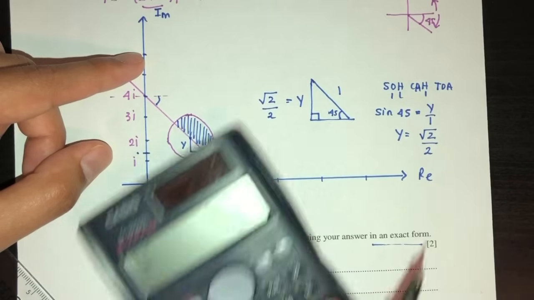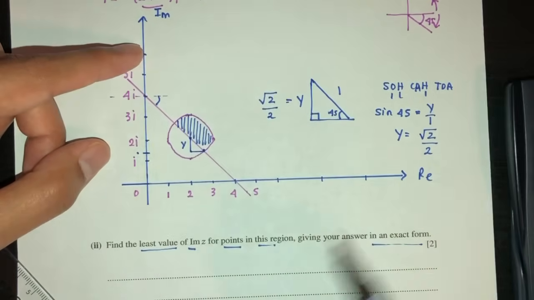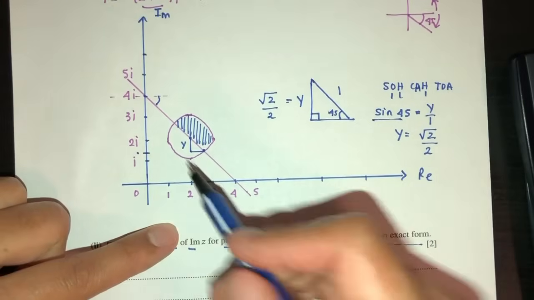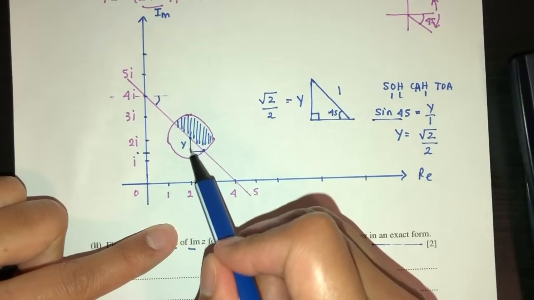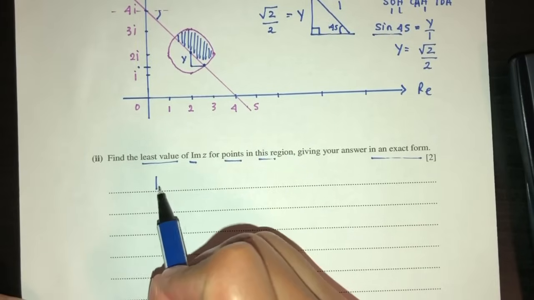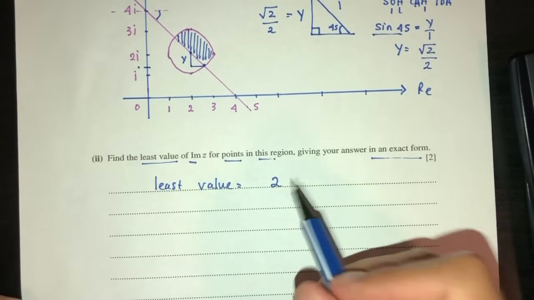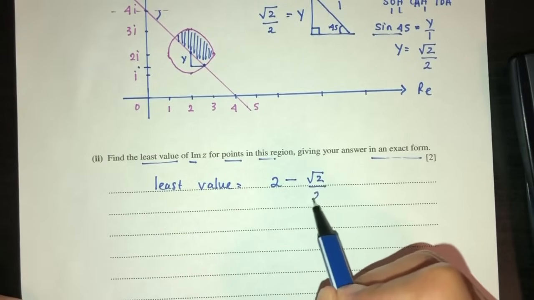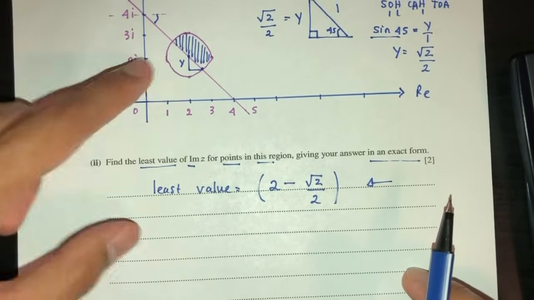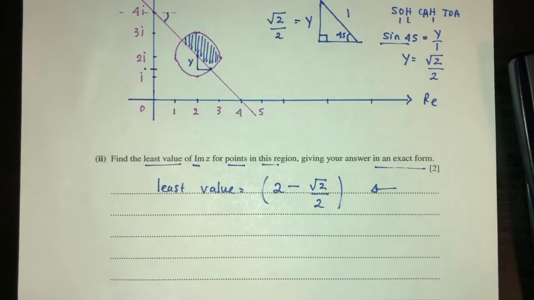So you can find this by using your table. Usually you would know that tan 45 will be equal to 1. So from this you can derive that this is equal to this. Now we want to find this value here. We know this distance, so that will be 2, so 2 minus this. So the least value is equal to 2 minus root 2 over 2. That will be your least value for this point in that region, and you need to provide the exact value for your answer. That will be question number 8.